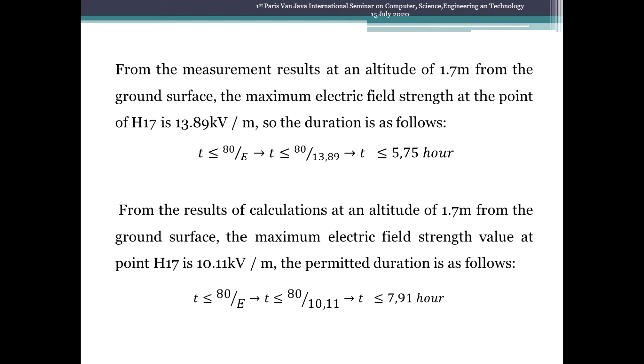From the measurement result, at an altitude of 1 meter from the ground surface, the maximum electric field strength at point H17 is 13.89 kV per meter. Duration as follows: time less than 5.75 hours. From the calculation, the electric field strength for point H11 is 10.11 kV per meter. Its permitted duration is time less than 7.61 hours.